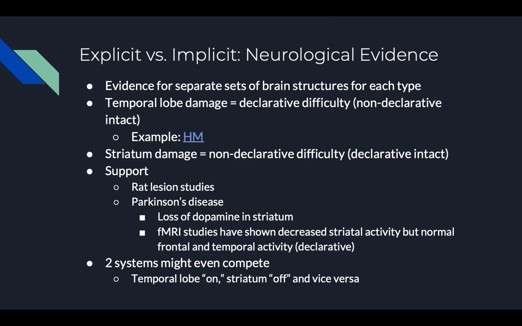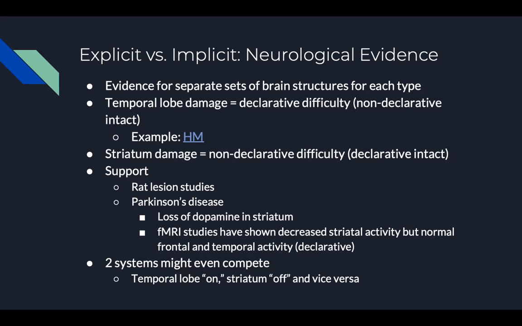And there have been neuroimaging studies on people with Parkinson's that have confirmed this decrease of function in the striatum. There have been fMRI studies as well that have found a decrease in striatal activity. Again, a decrease in the striatum was associated with a decrease in implicit memory. But at the same time, there's normal activation, normal activity in the frontal and temporal regions of the brain, which again, we know are highly involved in declarative memory.